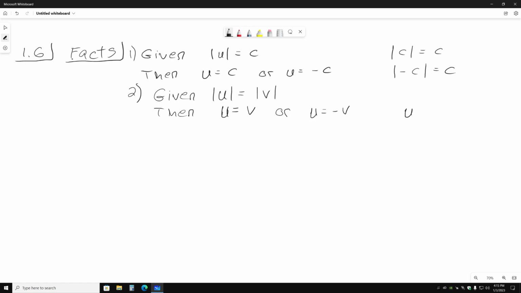We don't include them for a reason. So we don't include negative u equals v or negative u equals negative v, because in either case, if we multiply each side of the equation by a negative 1, which will not change the problem, we'd end up getting u equals negative v, which is what we already had. And over here, if we multiply each side by a negative 1, we'd get u equals positive v, which is what we already had.